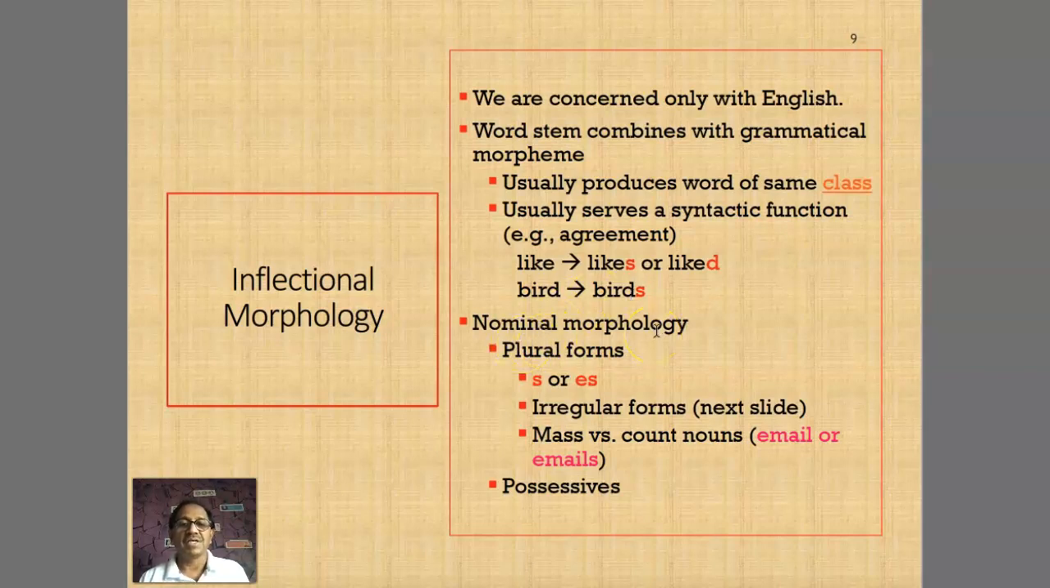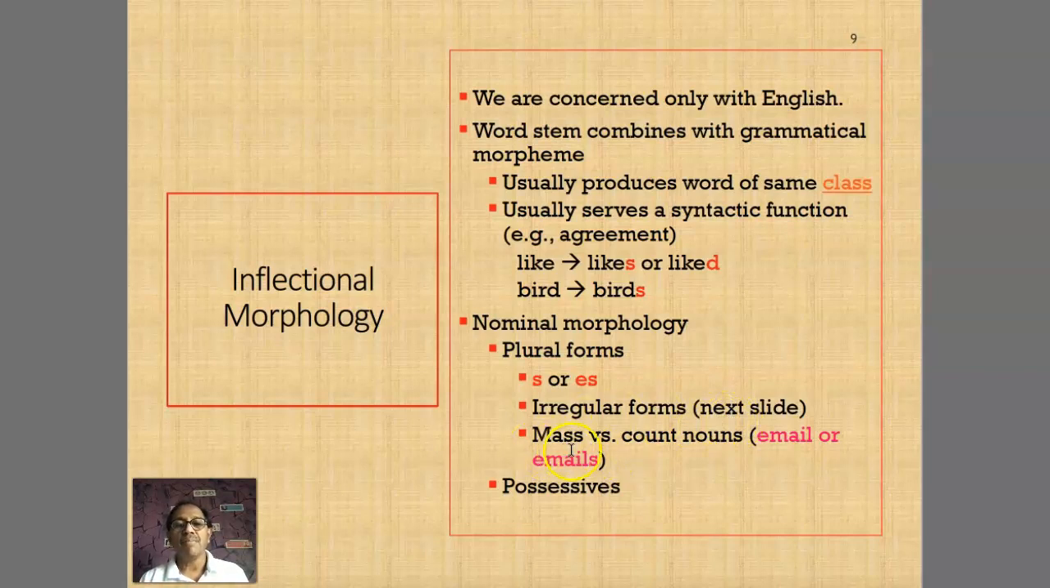Nominal morphology, that is morphology related to nouns. What are the inflections which nouns take? Plural forms, that is s or es is added to a noun to get a plural. There are also other nouns which do not take s or es but form plurals. We call them irregular forms, which we'll look at later.